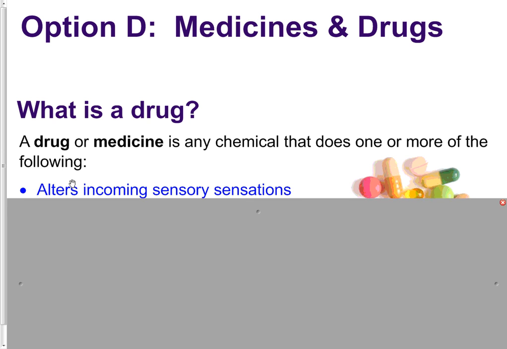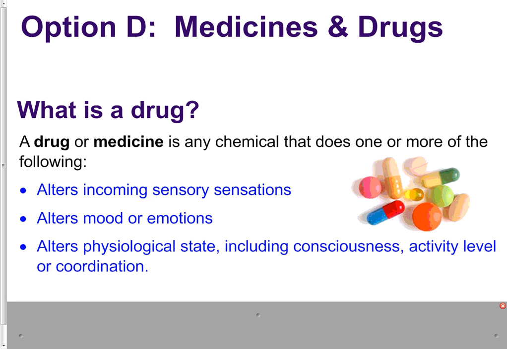So what is a drug? Now, this is the requirement that IB expects you to know, that a drug, or a medicine, is any chemical that does one or more of the following functions. It either will alter your incoming sensory sensations, it will alter your mood or emotion, or it can alter your physiological state, so your consciousness, activity level, or your coordination. And it could include, obviously, fighting infection, etc.